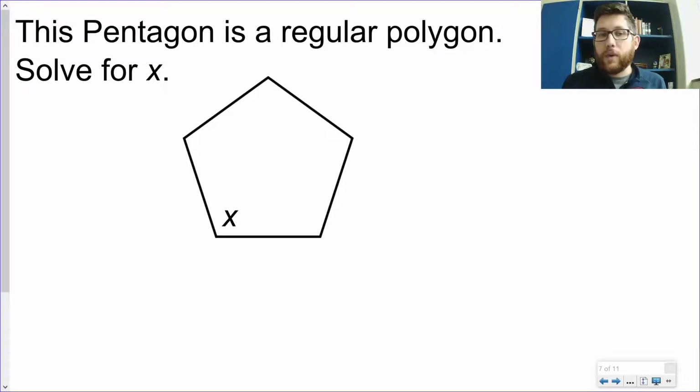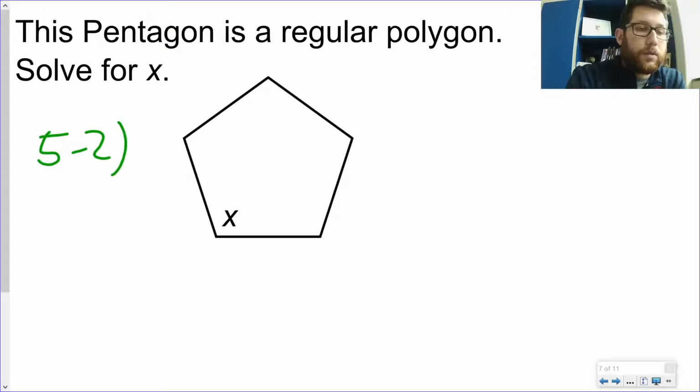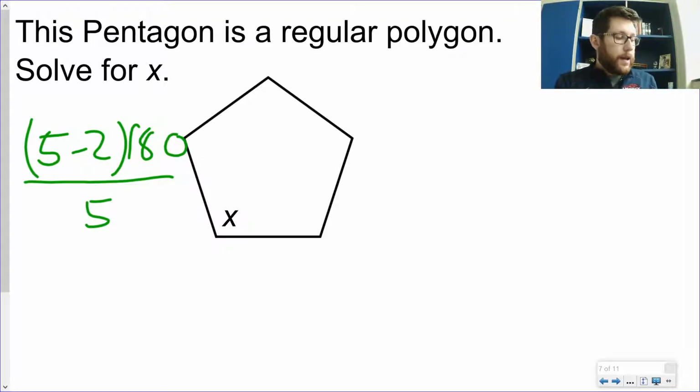So let's do another one here. Solve the pentagon. We know the pentagon is regular, equal sides, equal angles, solve for x. So we're going to do 5 minus 2 times 180 all over 5. Let's just go ahead and see what that comes out to be. 5 minus 2 is 3 times 180 divided by 5, and I get 108 degrees. All right, so hopefully this is making a little bit of sense.